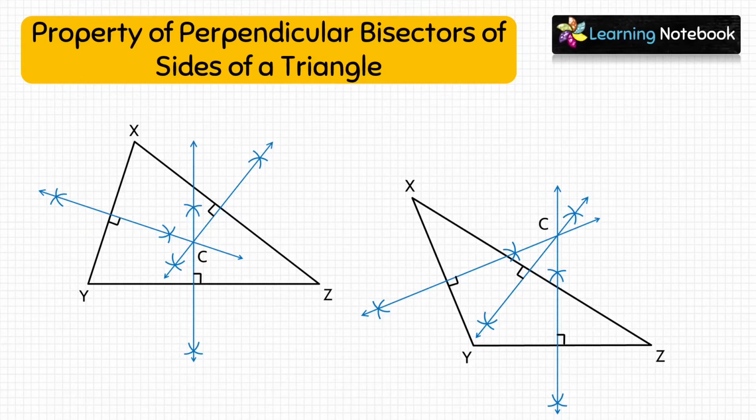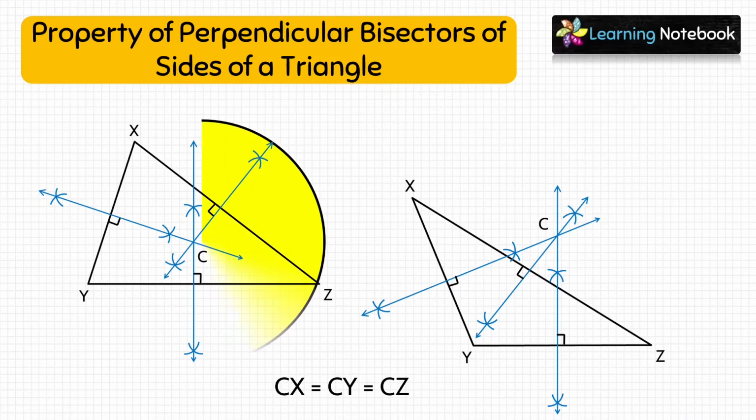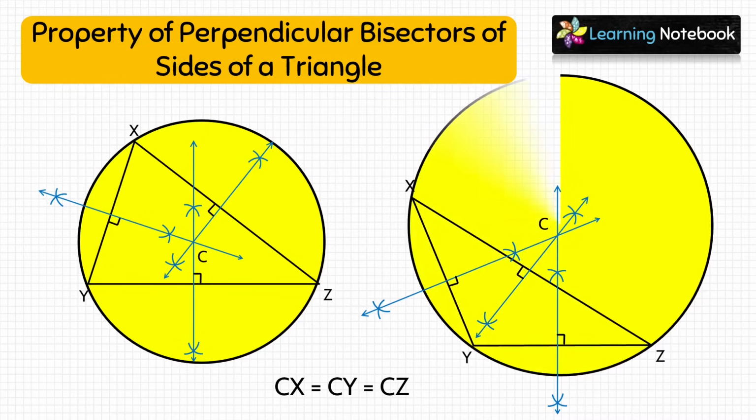So students, the perpendicular bisectors of the sides of a triangle are concurrent in both these triangles, and their point of concurrence is called the circumcenter and is shown by the letter C. Now, if you draw circles taking C as center and CY, CX or CZ as radius, the circles will be drawn as shown here. These circles will be called circumcircles of the triangles.